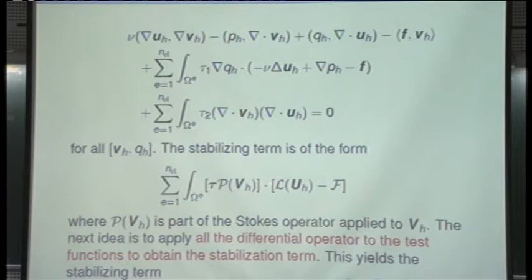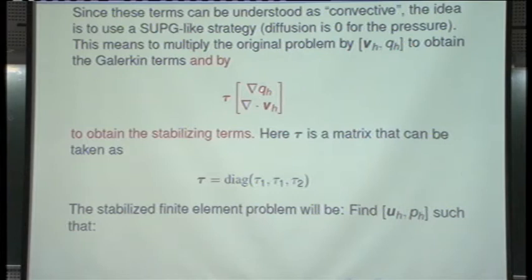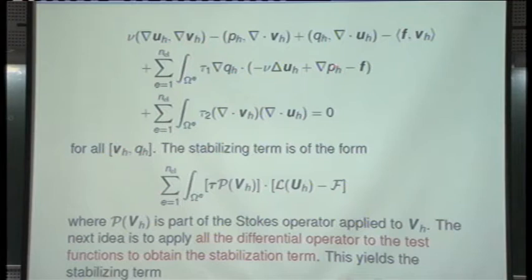Well, that matrix is diagonal, so that vector is tau 1, remember that scalar, multiplied by the gradient of the pressure test function, plus tau 2 times the divergence of the velocity test function. That is going to multiply the first component of the residual, and that is going to multiply the second component of the residual. That's what we have here. Since the equation is divergence of u equal to zero, we don't have any right-hand side.